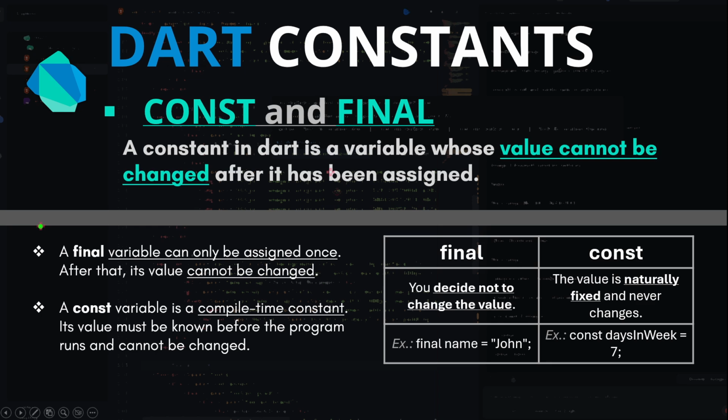So for this final here, you should know that we have two types of constants, which I already mentioned, const and final. And this final, you should think of it as a value you decide once and you never want to change again, right? So let's actually try an example here.